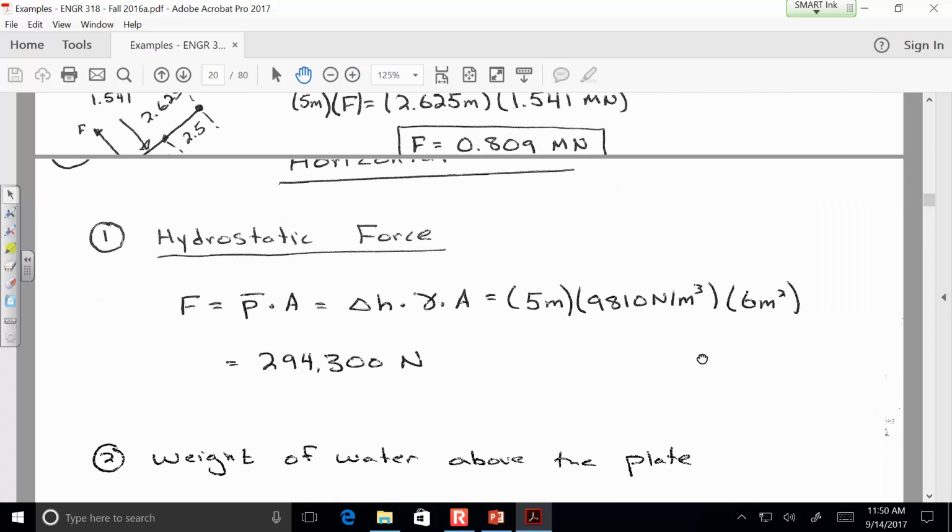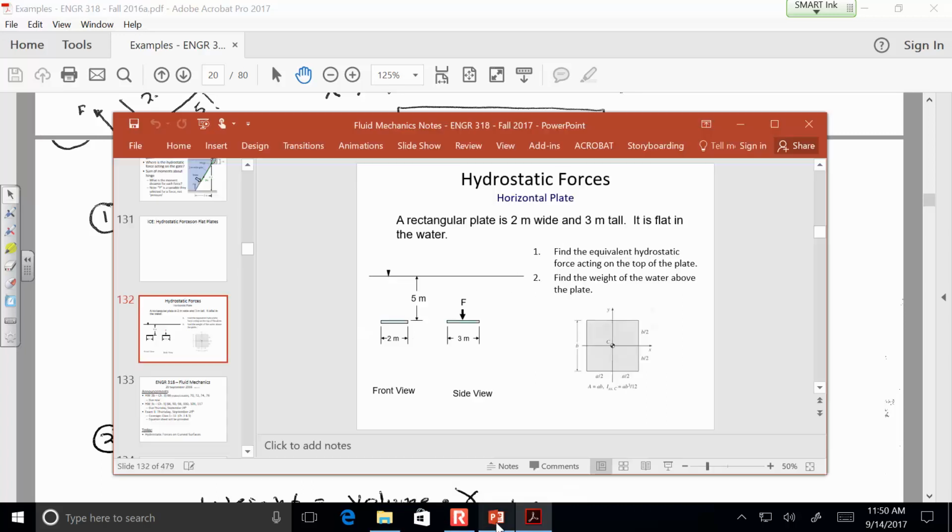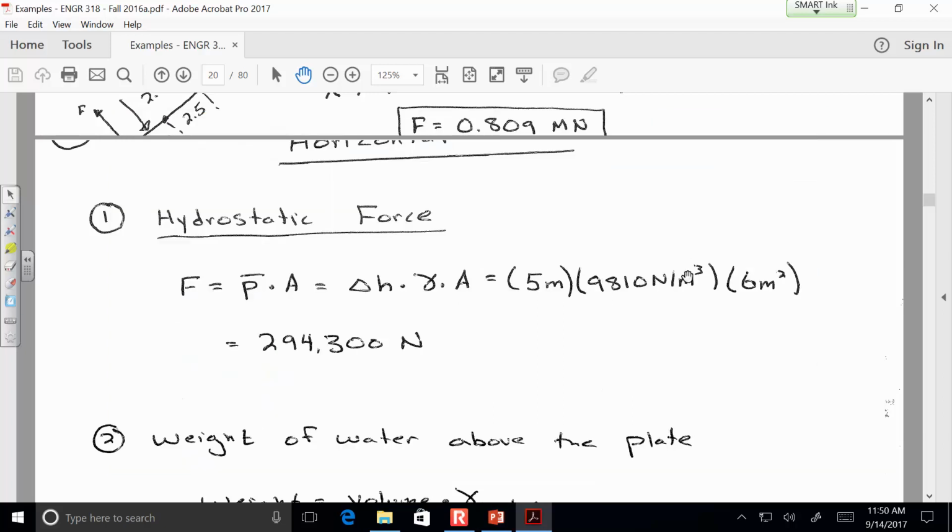All right, so if we find this just according to the hydrostatic force approach, the force is the pressure at the centroid multiplied by the area. So the depth of the centroid here is 5 meters. That's just the depth from the water surface to the top edge of the plate. So 5 meters is the delta H. We're using the traditional unit weight of water, so 9810, and then the area of the plate, 6 square meters. That tells us that the force from above is 294,300 newtons.